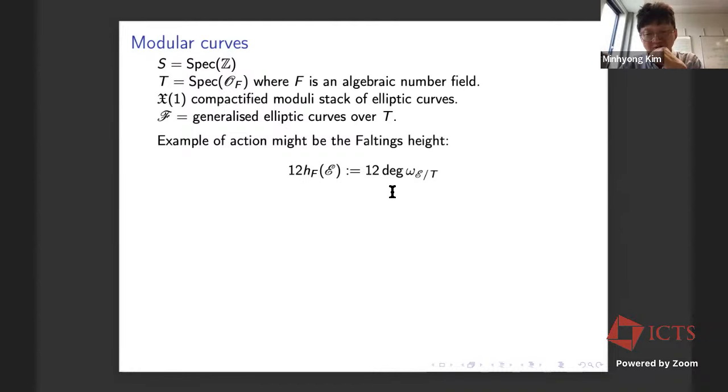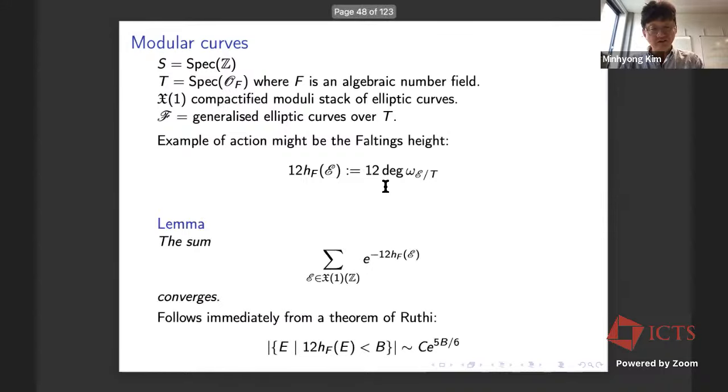This 12 here, I'll give you a more precise mathematical reason for it in a second. But if you recall, with the 12 included, this is the quantity that becomes roughly comparable to the discriminant. If you remove the 12, that's like the 12th root of the discriminant. An easy lemma is that if you exponentiate this and take the integral over all the sections, in other words the sum over all elliptic curves, then this actually converges. I hope I did this calculation correctly.